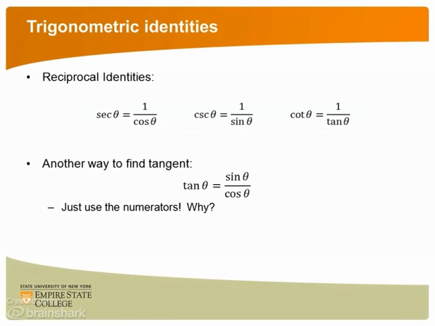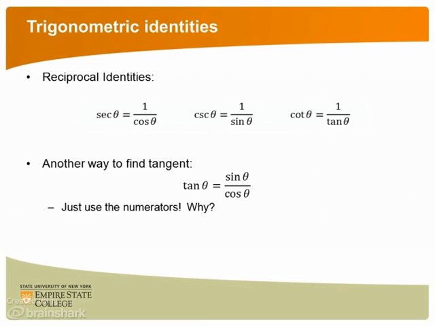Secant is the same thing as cosine, just flipped over. Same with sine and cosecant, and with tangent and cotangent. These are actually identities, which means that those relationships always hold, that secant is the reciprocal of cosine, cosecant the reciprocal of sine, and cotangent the reciprocal of tangent.